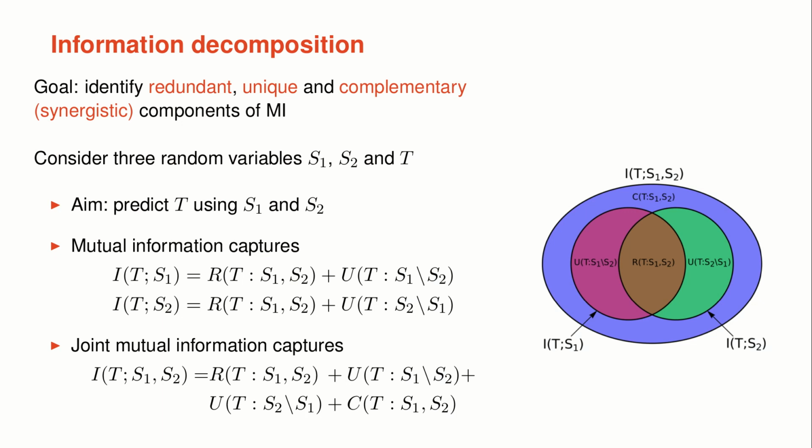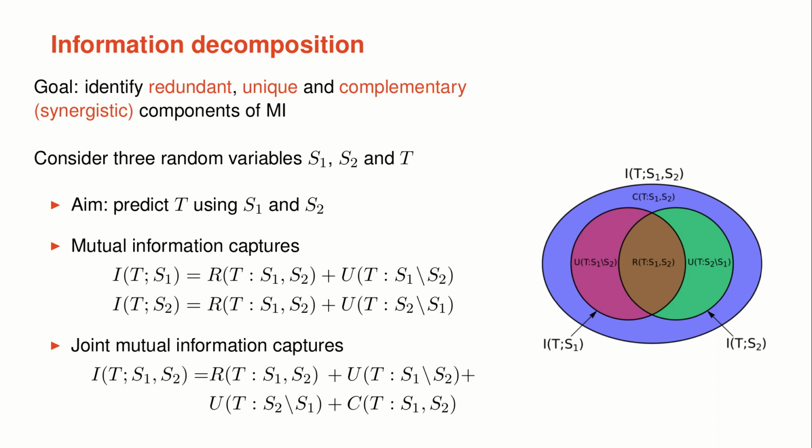Information decomposition has been a very hot topic in information theory about complex systems in the last few years. The goal of information decomposition is to identify redundant, unique, and complementary or synergistic components of the mutual information from a set of sources about a target.